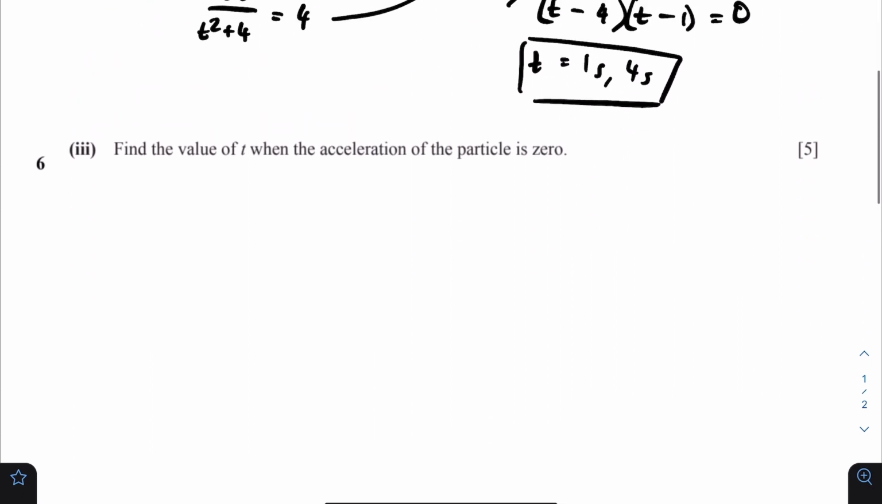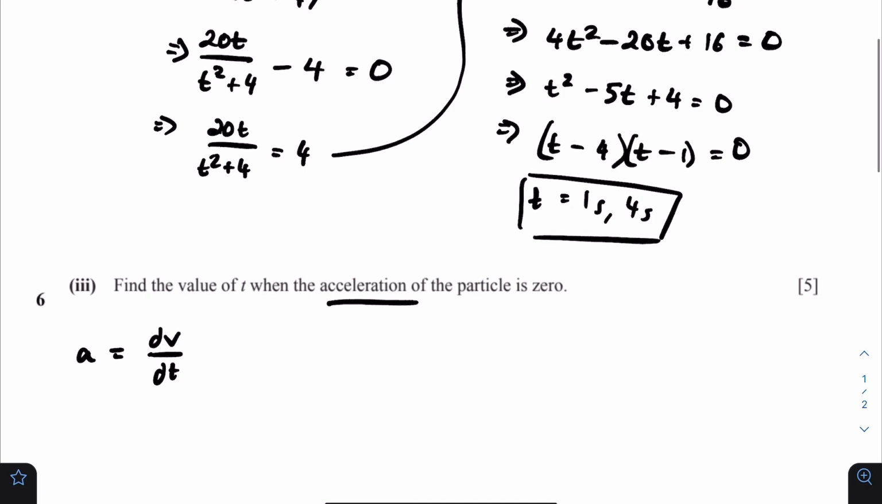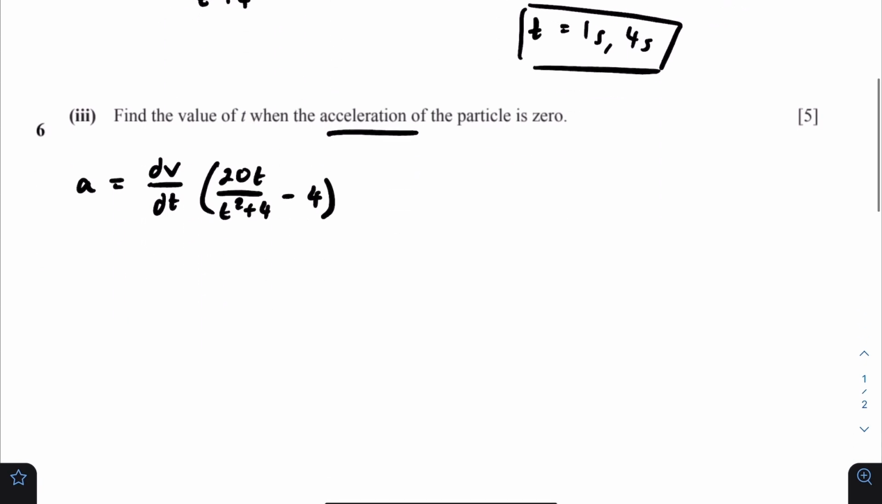And the final part of this question is find the values of t when the acceleration of the particle is 0. All right, so the acceleration, we know that this is equal to the derivative of v, velocity with respect to time. So let's differentiate this velocity function. So our velocity function is 20t over t squared plus 4 minus 4. So let's differentiate that. So the first thing we need to do is take note of this function over here. This function will require us to actually use the quotient rule, since we have a numerator and denominator.